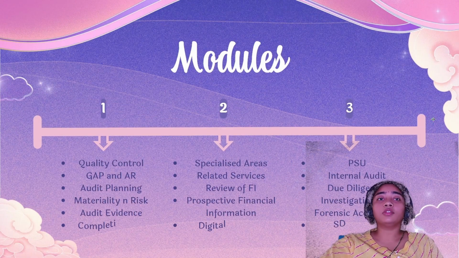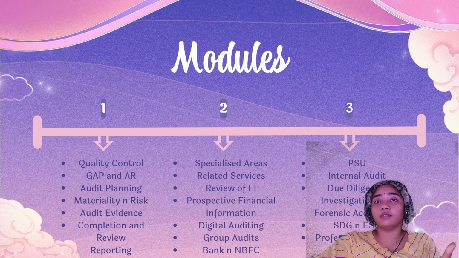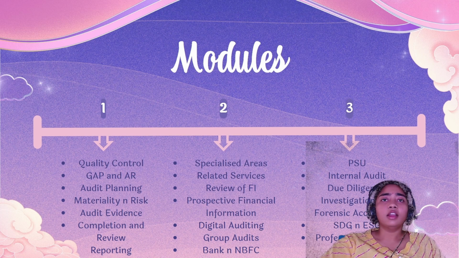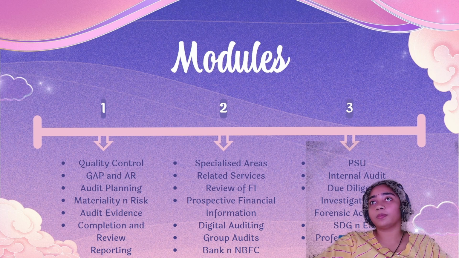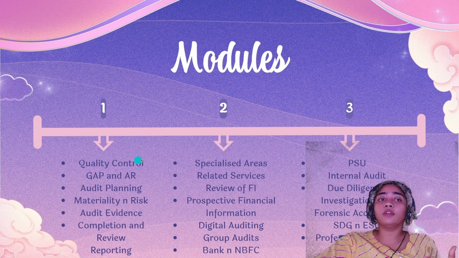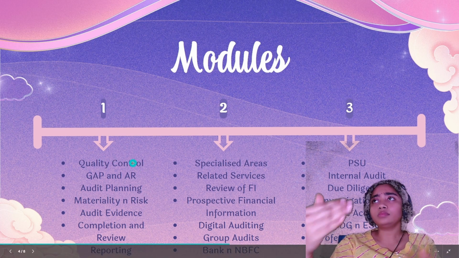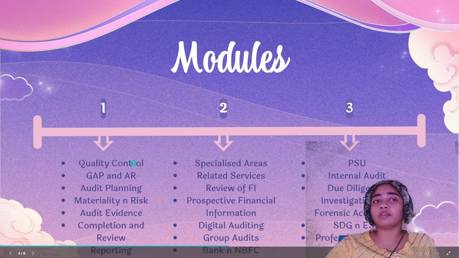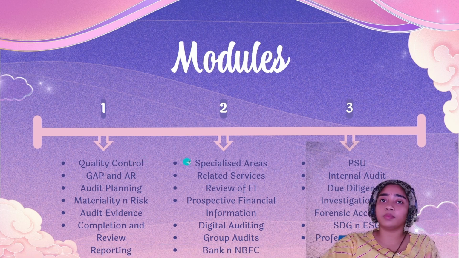With regards to the modules, if you want to see how the modules were segregated, 3 modules were segregated as per ICAI. The first module consists of all the audit cycle chapters, from the 200 to 700 chapters; all these were given.